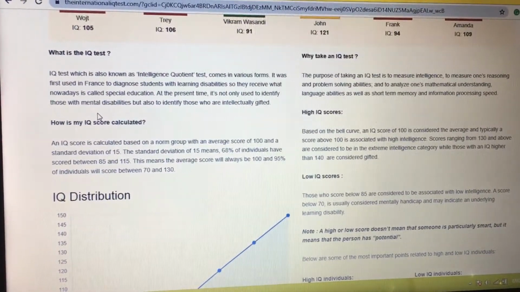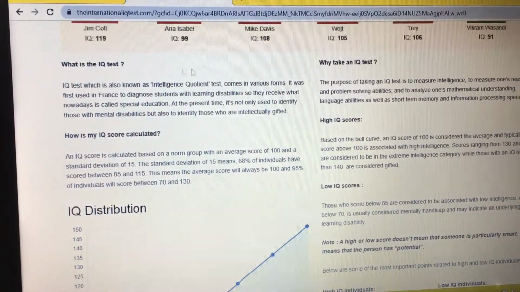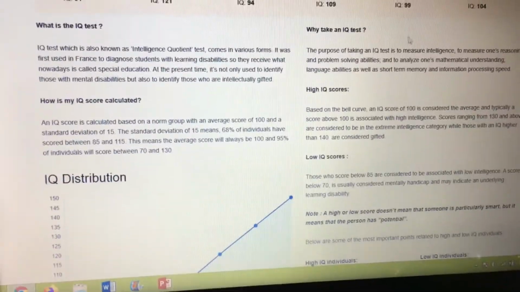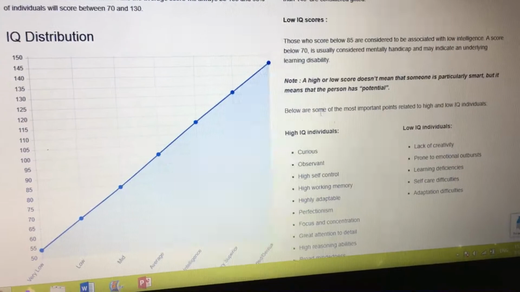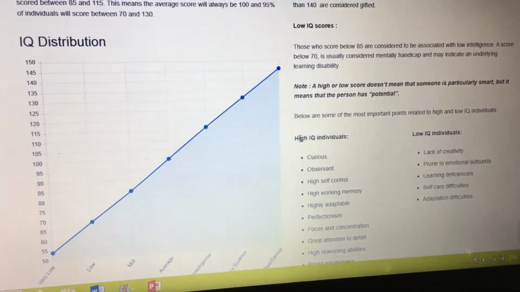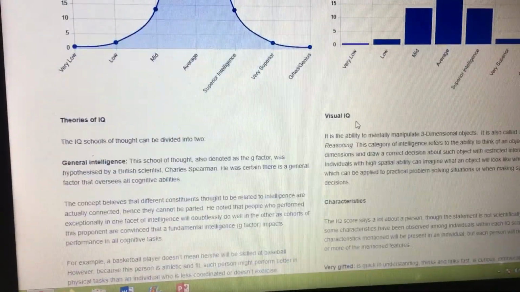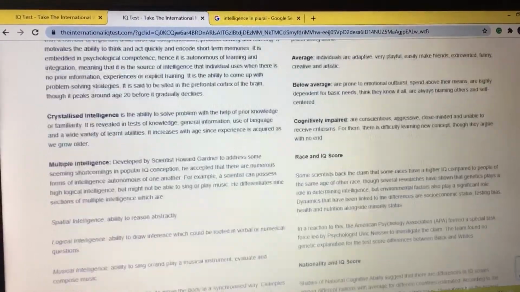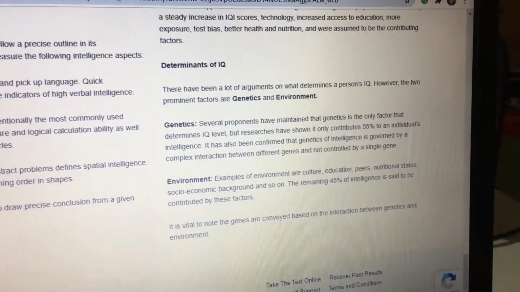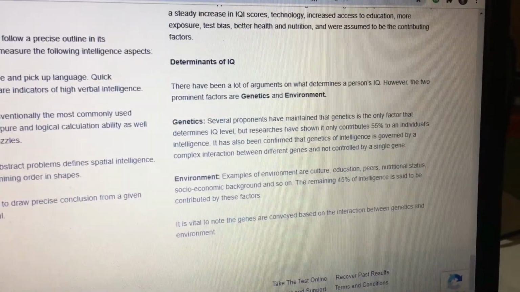Anyways, I want to talk a little bit about what this site offers as information. Starting from the top, we have what is the IQ test, why take an IQ test, and all of this information. We have the IQ distribution. It describes the high IQ individuals, the low IQ individuals. We have more graphics down here. It gives us theories, types of intelligence, types of IQ tests. But the thing that I want to get into are the determinants of IQ, you know, what influences your intelligence.